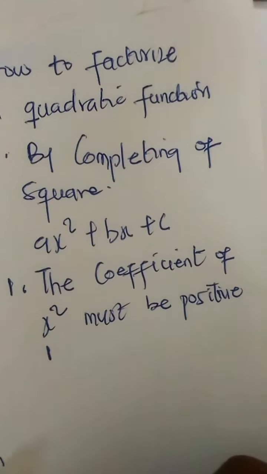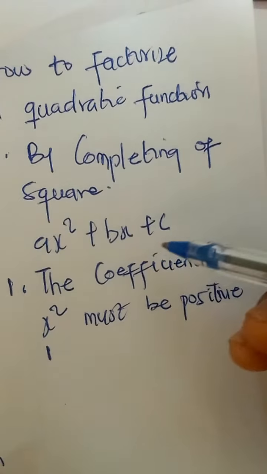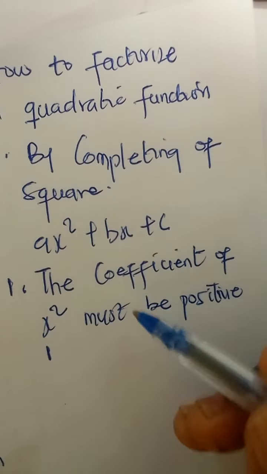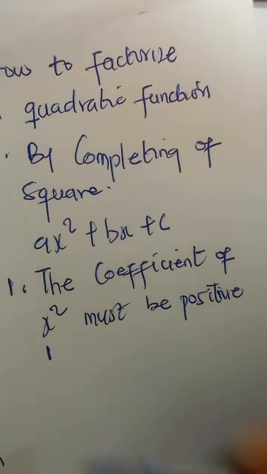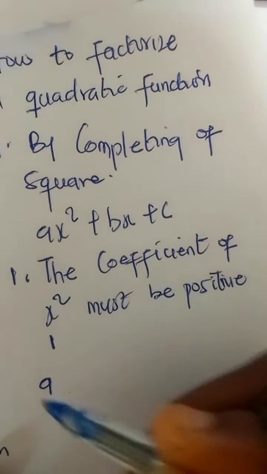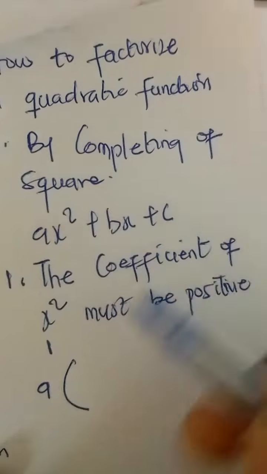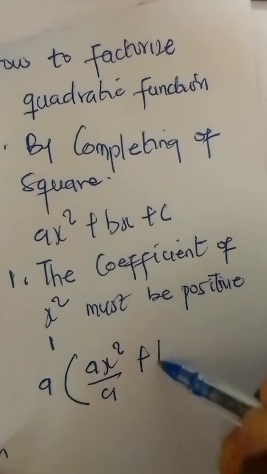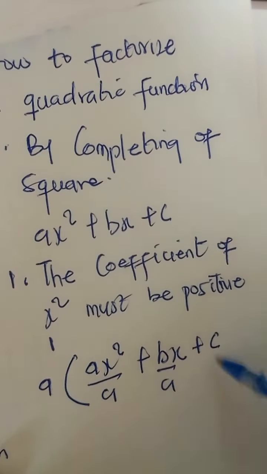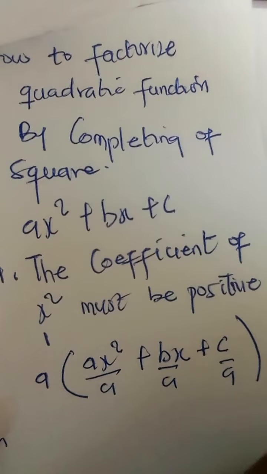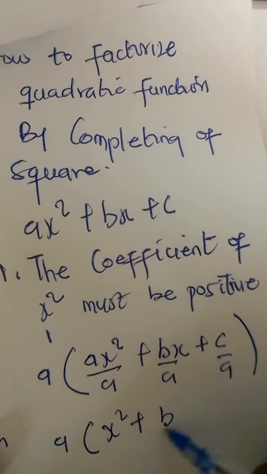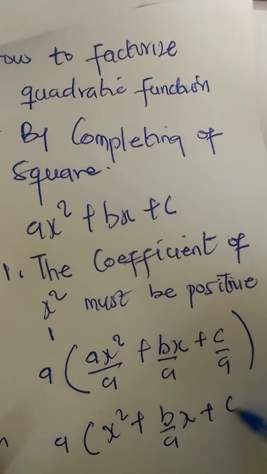By looking at our general quadratic function, the coefficient of the x squared is a. So therefore, we have to factorize the a out so that the coefficient of x squared becomes what? 1. So I'll bring my a out. Then I'll divide each by a. So I have x squared on a plus bx on a plus c on a. Okay. So our final result will be x squared plus b on a x plus c on a.